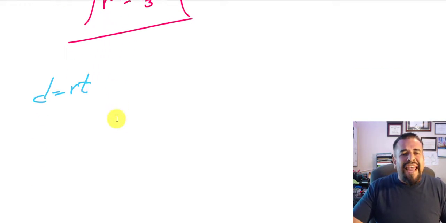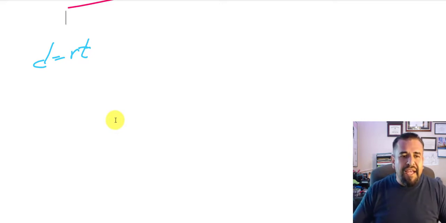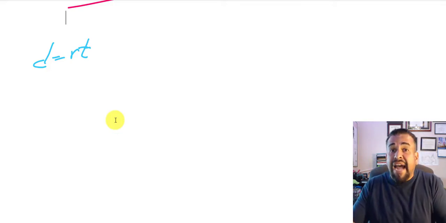I wanted to show you this last one here. This is a common formula. Notice they gave me a formula of D equals R times T. That is distance equals rate times time.